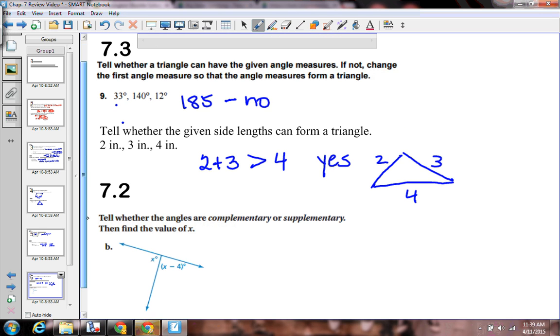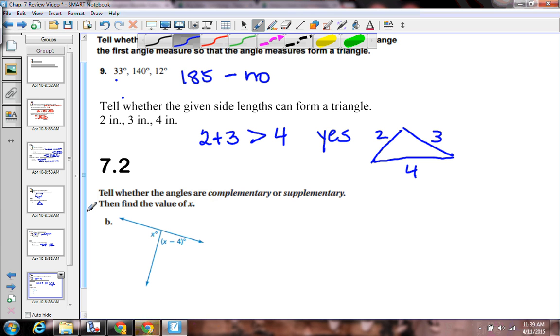Okay, let's look at 7.2. And yes, we have to decide whether first it's complementary or supplementary. Makes a straight angle, so it's going to be supplementary. Let's find the value of x by adding our two expressions together and getting a sum of 180. So x for the left angle and x minus 4 for the right angle have a sum of 180. Let's solve the equation to get the value of x.